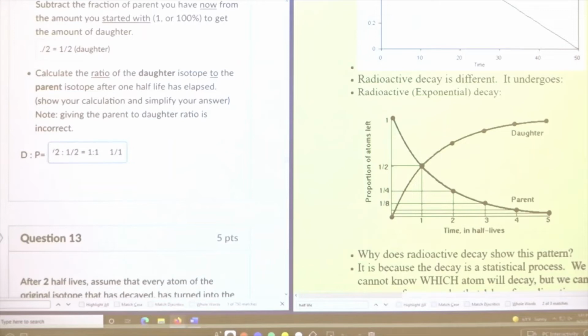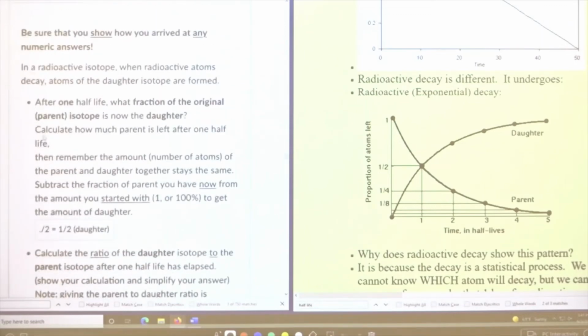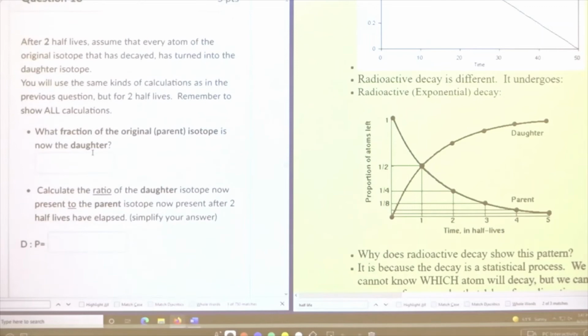Okay. Let's go to question 13. After 2 half-lives, assume that every atom of the original isotope that has decayed has turned into the daughter isotope. You're going to do the same thing. So what did we do here? The first thing we did is we calculated how much parent is left after one half-life. Well, here we're going to calculate how much parent is left after 2 half-lives. So after one half-life, we have 1/2. And after a second half-life, we're again going to divide that by 2. So that's going to be 1/4. And so that's the amount of parent.